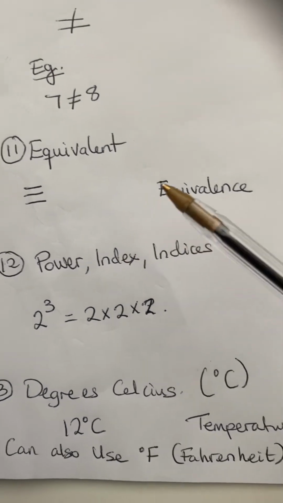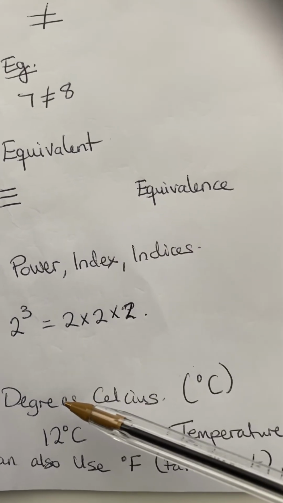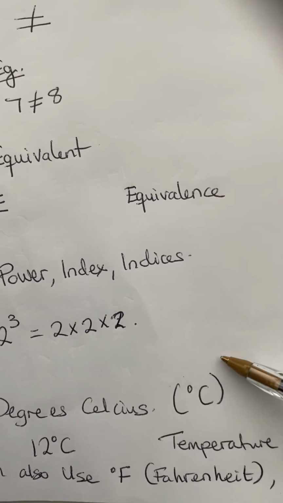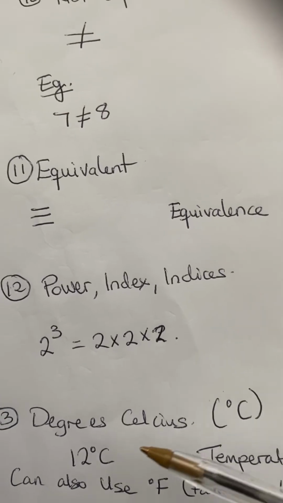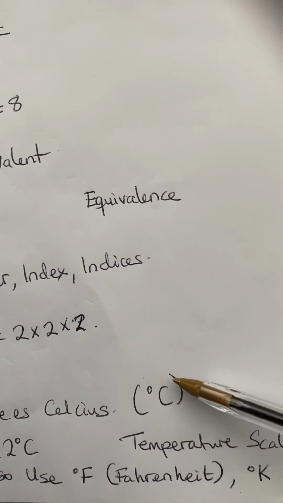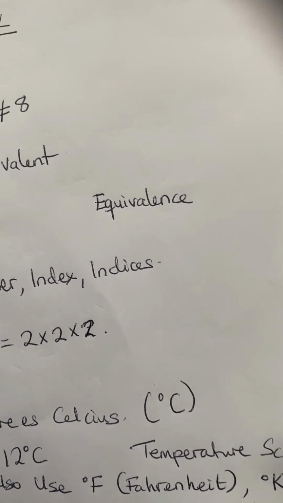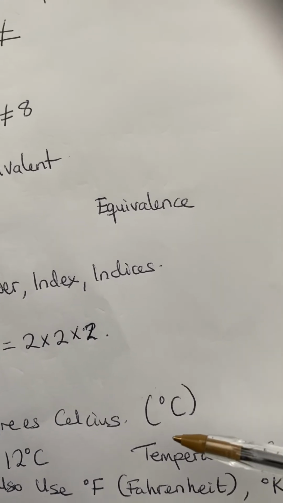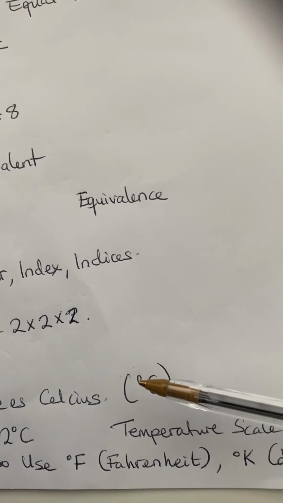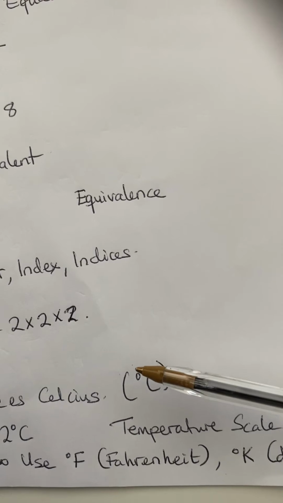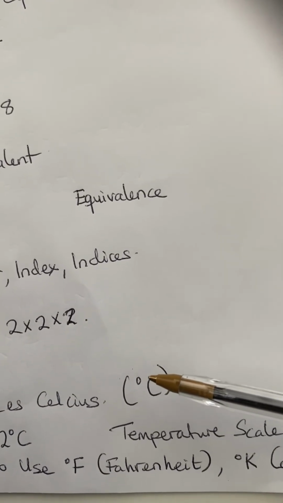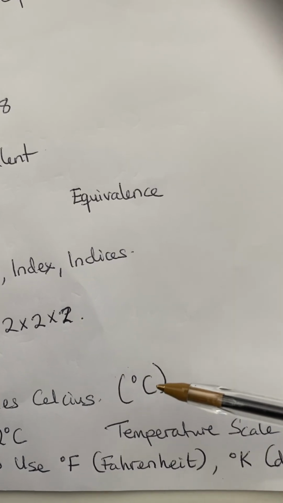The next one we want to look at today is degrees Celsius. So 12 degrees Celsius. We normally use this symbol in the temperature scale. The degree symbol is not a full stop, it's a little knot before the big C.